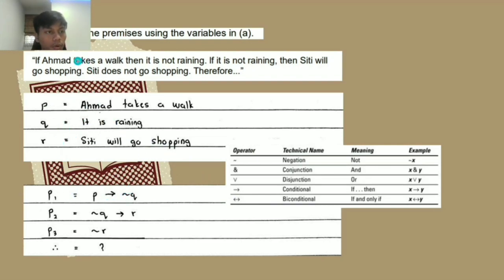So for premise 1, sentence 1, if Ahmad takes a walk, P, then it has if and then, which is a conditional operator. So we put the arrow P, arrow, not, we have to put negation here, not Q. So that is premise 1.